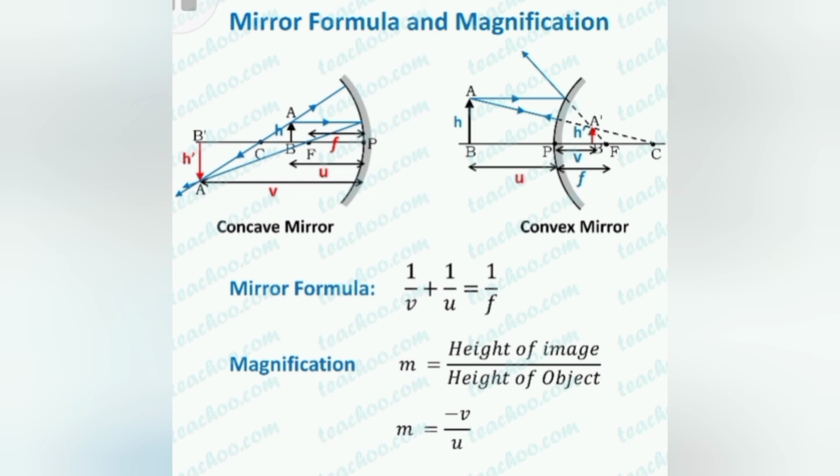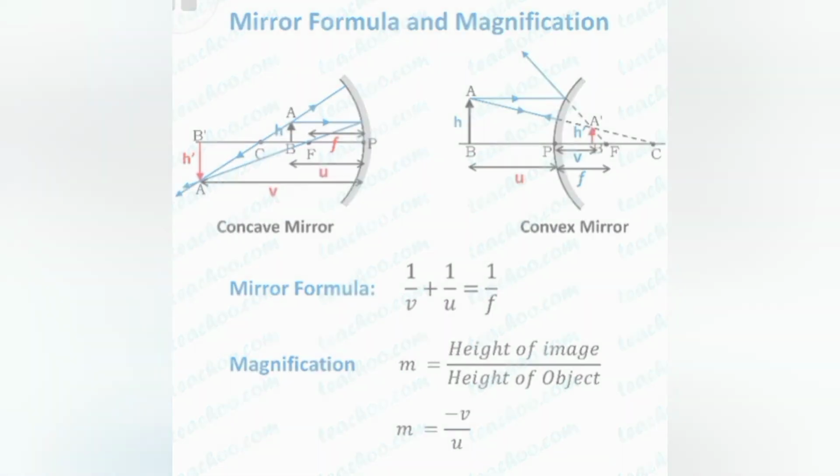The height of the object is taken to be positive as it is placed above the principal axis. The height of the image should be taken as positive for virtual image. However, it is negative for the real image. If the value of the magnification is negative, that means the image is real. On the other hand, if it is positive, then the image is virtual.